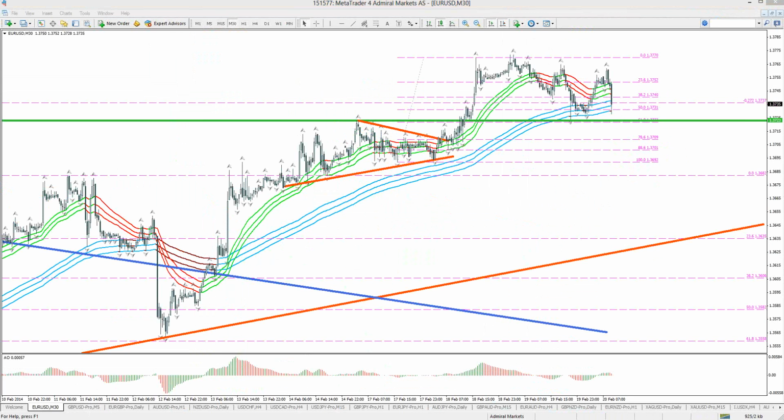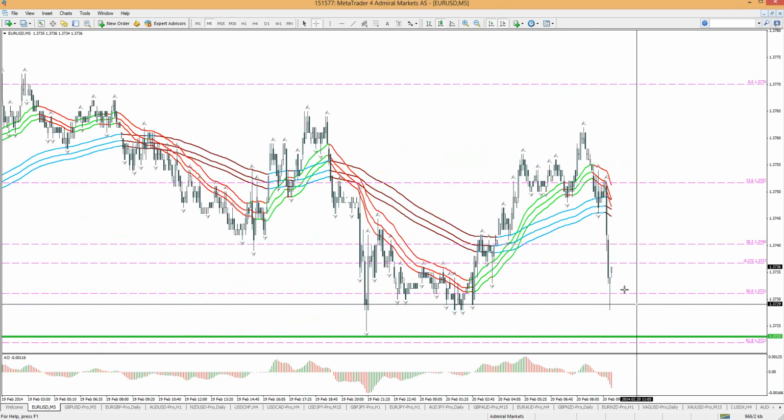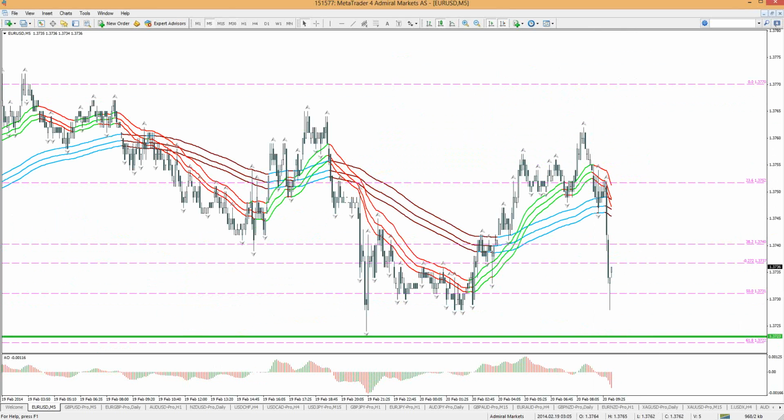I don't expect that we will see much of a break now, because I think the market will slow down prior to that news event. We might see a rebound up. In fact, at the moment, if we zoom into the 5-minute chart, just because of the news event, you see we're already seeing a pin bar here on the 5-minute chart.